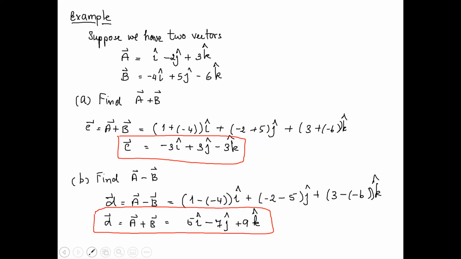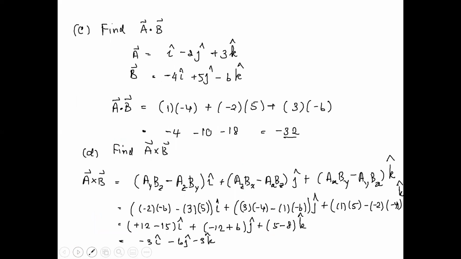For subtraction, you do the same thing: take the two vectors and subtract. Now the first term, instead of 1 plus minus 4, will be 1 minus minus 4. And minus minus gives the plus, so you get 5i minus 7j and plus 9k.